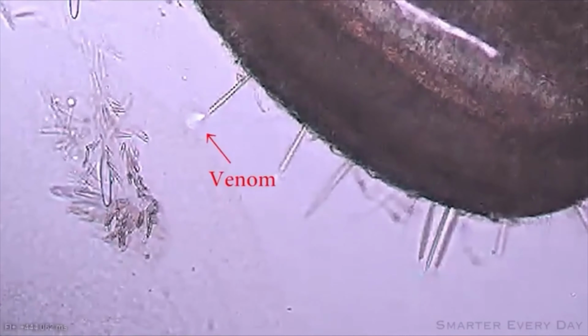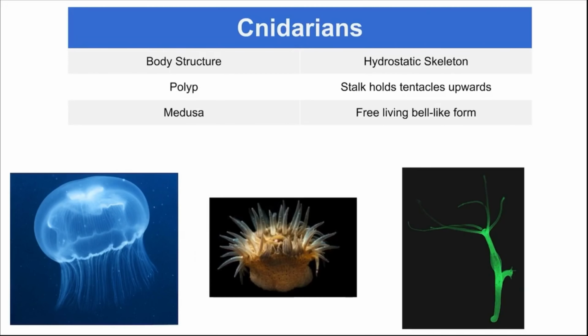The cnidarian body structure uses what's known as a hydrostatic skeleton. Its form is maintained by internal pressure. The polyp form of cnidarians includes a stalk that holds its tentacles upwards, while the medusa stage is free living and often like a bell. You can see on the bottom left an example of a moon jelly. In the center is a sea anemone, something that you might see in the local tide pools or maybe if you're scuba diving in the water.